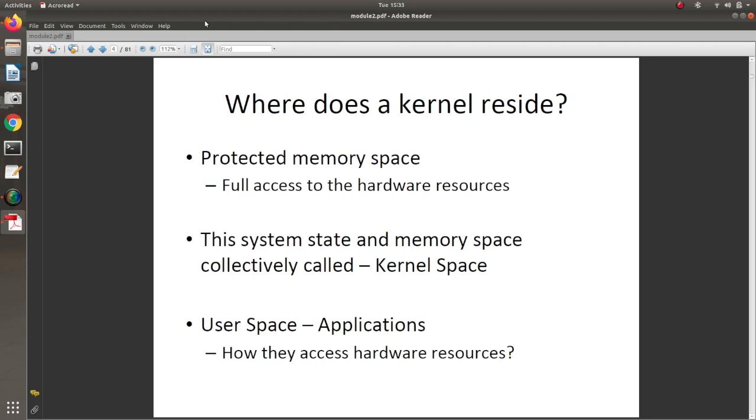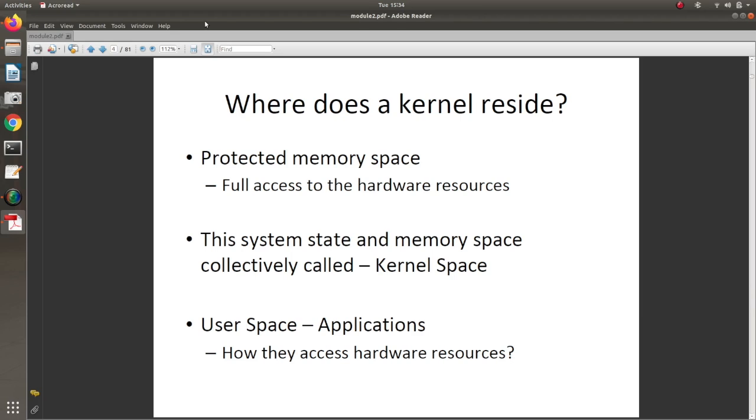Today we'll be discussing a little more about operating systems. So firstly, as we've discussed in our previous video, we know what a kernel is. Now where does the kernel reside? The kernel is actually present in a protected space in the memory. It has full access to the hardware resources as we've discussed in the previous video. And the system state and the memory space that are used by the kernel are collectively known as the kernel space. Okay, and basically all the applications run in the user space.